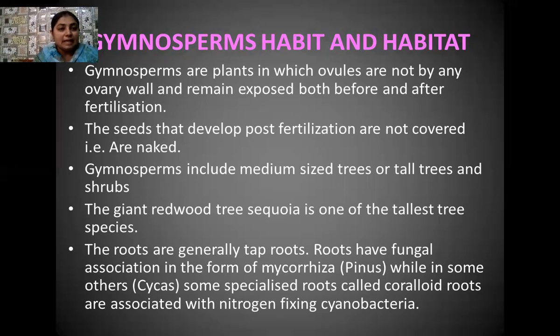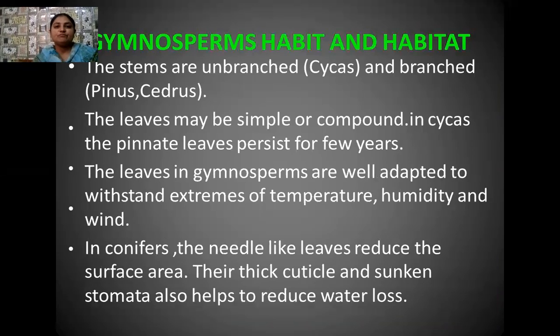But in case of Cycas, specialized type of roots are present and these roots are called the coralloid roots. And these coralloid roots have nitrogen fixing cyanobacteria. As the name itself indicates, they are fixing nitrogen, that's why they are called nitrogen fixing cyanobacteria. They make nitrogen available to the plant.